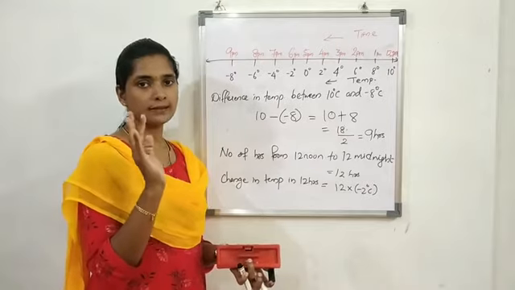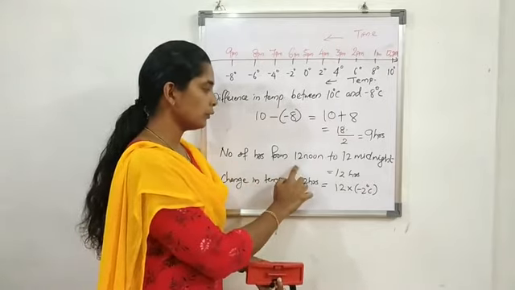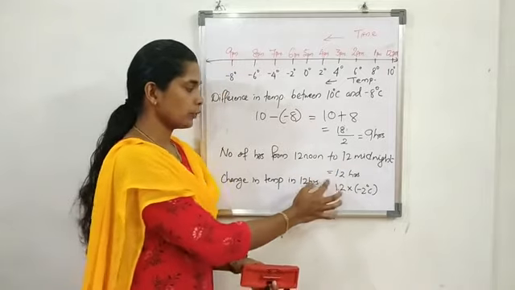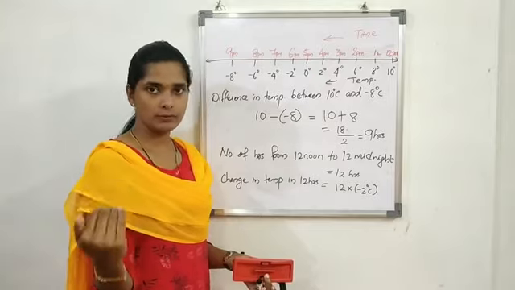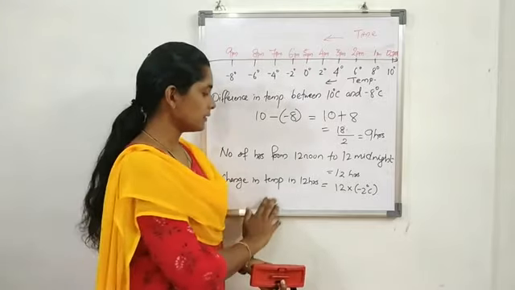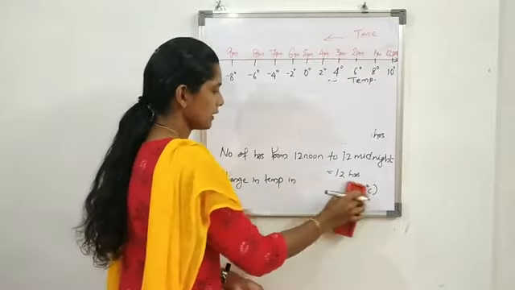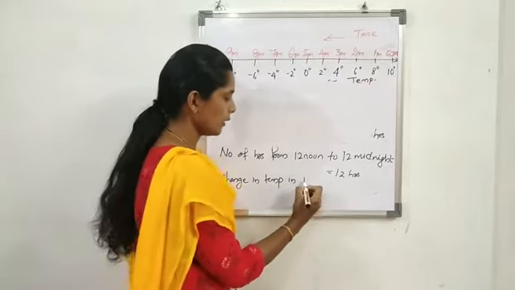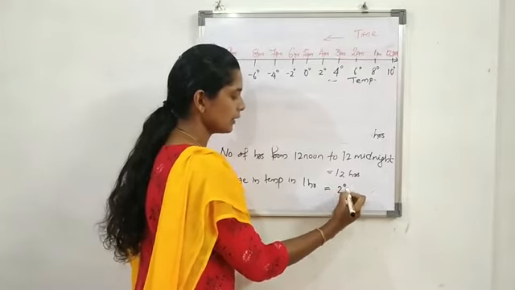Now the temperature at midnight, 12 o'clock. The number of hours from 12 noon to 12 midnight, you know 12 hours are there. From noon 12 to midnight 12 hours are there. Then the change in temperature in these 12 hours. First we can write the change in temperature in 1 hour. That means every 1 hour, how much is the change? 2 degrees Celsius is the change.